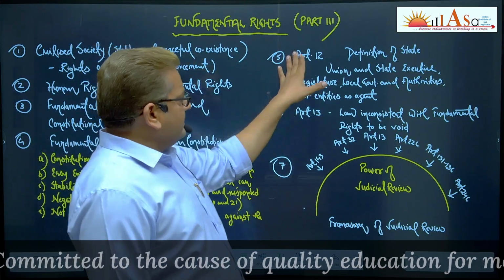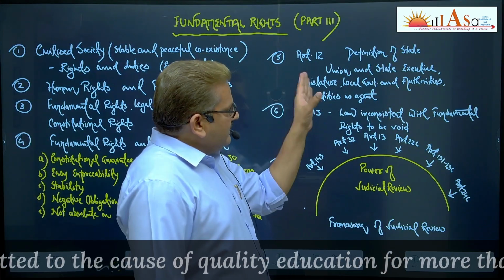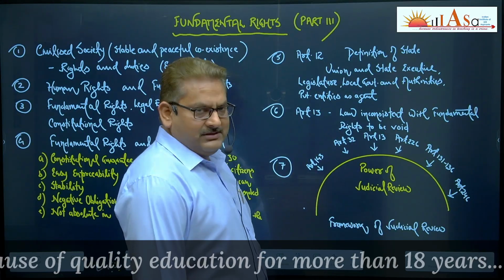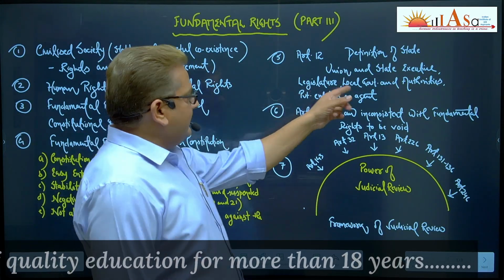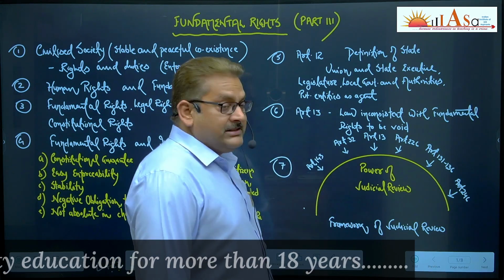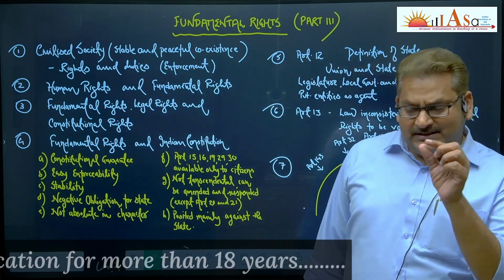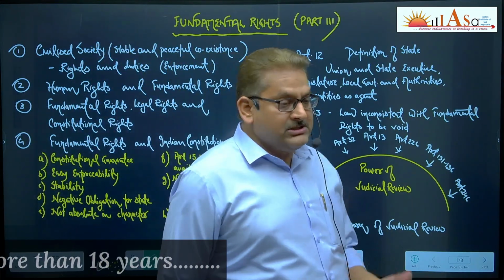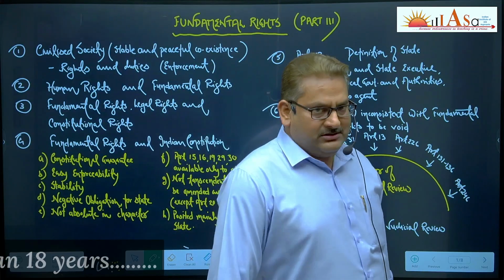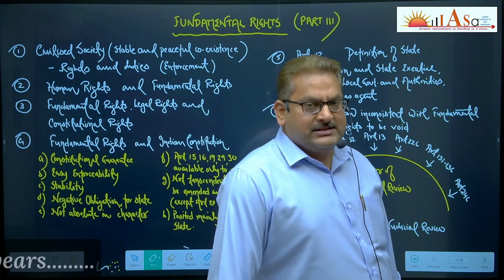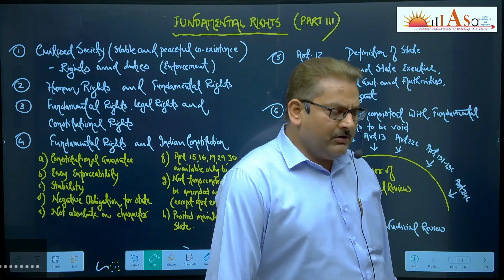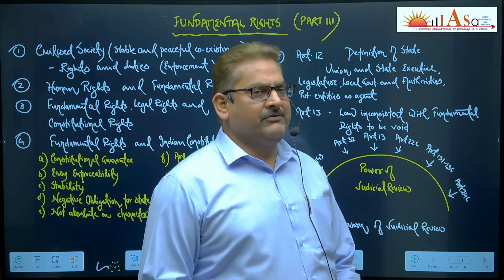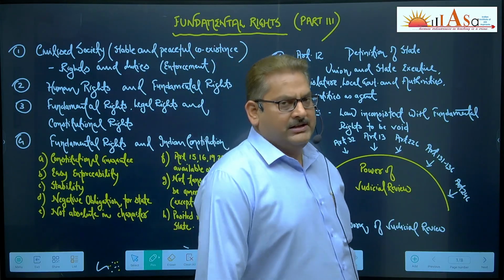Article 12 defines that state means the Union and state executive and legislature, local government and authorities, and sometimes private entities as well. If it is found that any private entity, under some kind of contractual arrangement, is working with any public authority or governmental institution as an agent, then it can also be treated as a state. In the limited sense, it can be treated as a state, and therefore one can move the court of law against it if there is violation of any fundamental right because of their action or inaction.